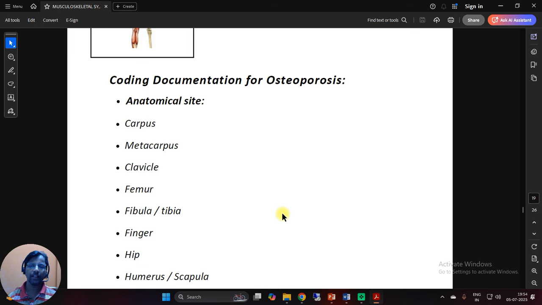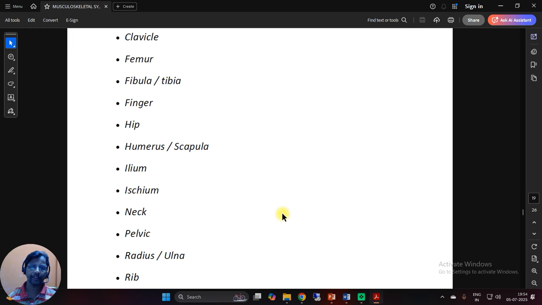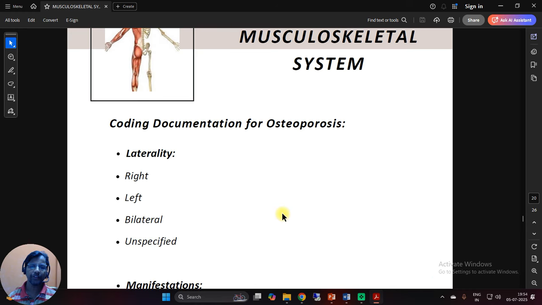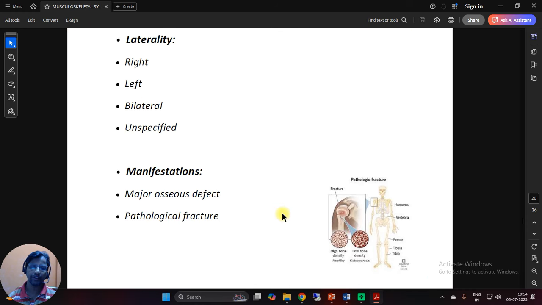As usual, you need to check for the anatomical site, and also you need to check for laterality. These are the manifestations if the patient is having osteoporosis with pathological fracture. We need to code these manifestations separately.